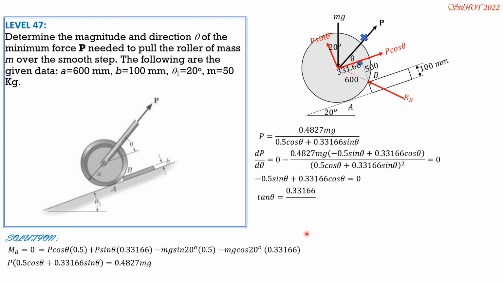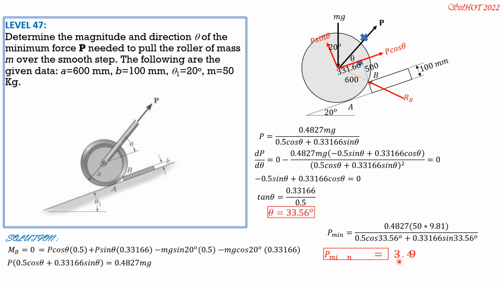Then from there, we can now solve theta, the arctan of this fraction. So theta equals 33.56 degrees. For the minimum P, substitute into this formula here. M is 50, g is 9.81, divided by 0.5 cosine of 33.56 degrees plus 0.33166 sine of 33.56 degrees. So the minimum P is equal to 394.6 newtons.